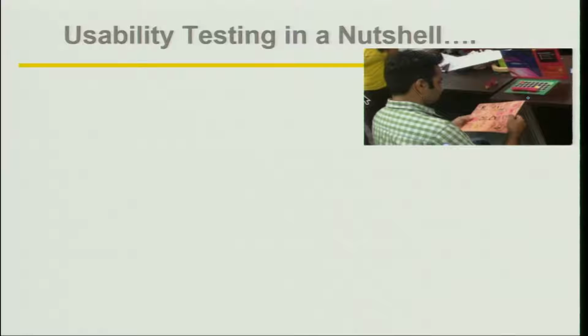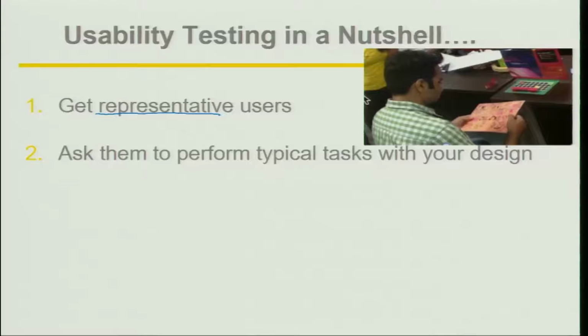So this user is trying to test this product. So get representative users. This is what usability testing means. Get people who are representative of the people you're trying to test. Okay. So if you're trying to test someone who is an avid moviegoer, remember one of the personas we talked about. So bring someone like that. Okay. Ask them to perform typical tasks with your design. Ask them to do things with your design, okay?